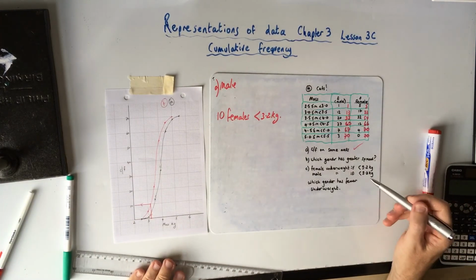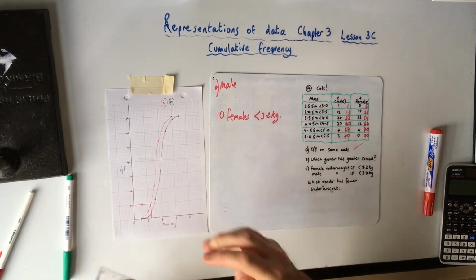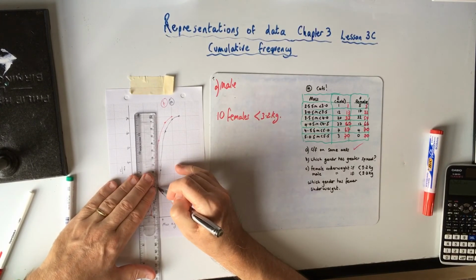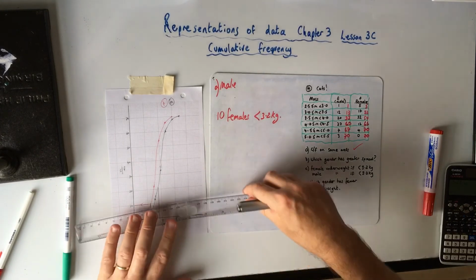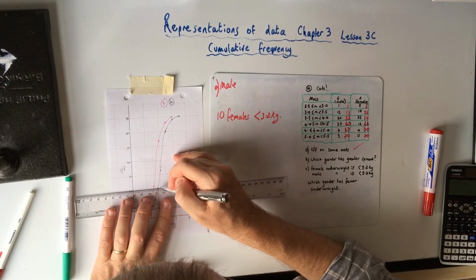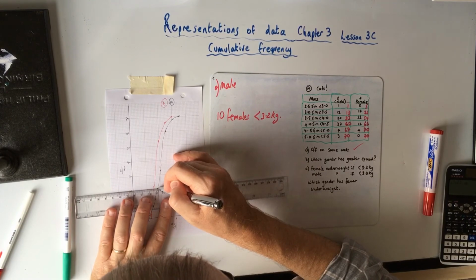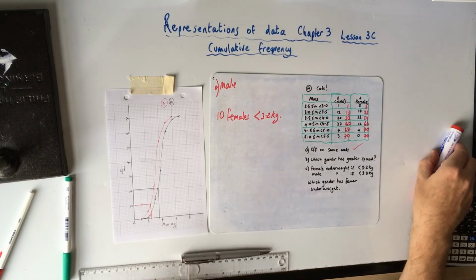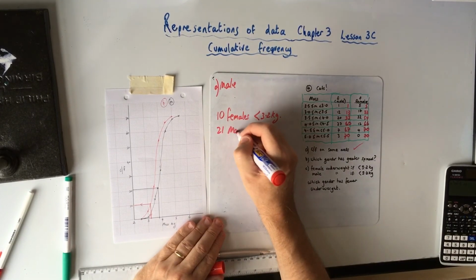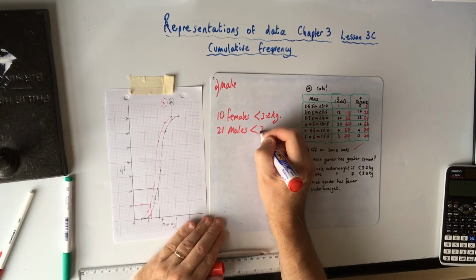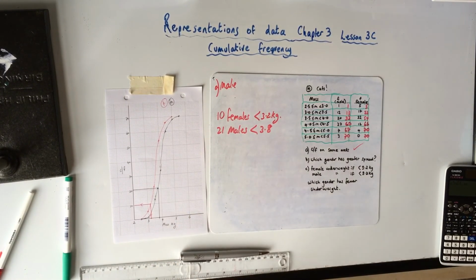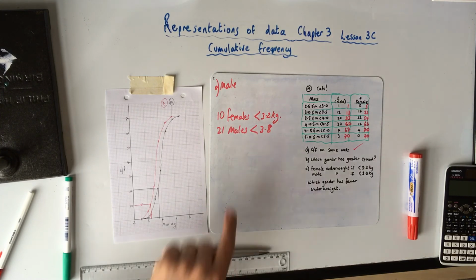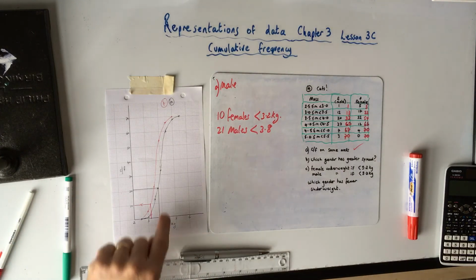The males, though, they've got to be under 3.8. So if we go to 3.8 and go up to there, that 3.8 on the males comes across at 21. Okay, so that means that 21 males are less than 3.8. So which gender has fewer underweight? The females. Only 10 of the females are underweight, but there's 21 of the males that are underweight, because there's 21 males that are under 3.8 kilograms.